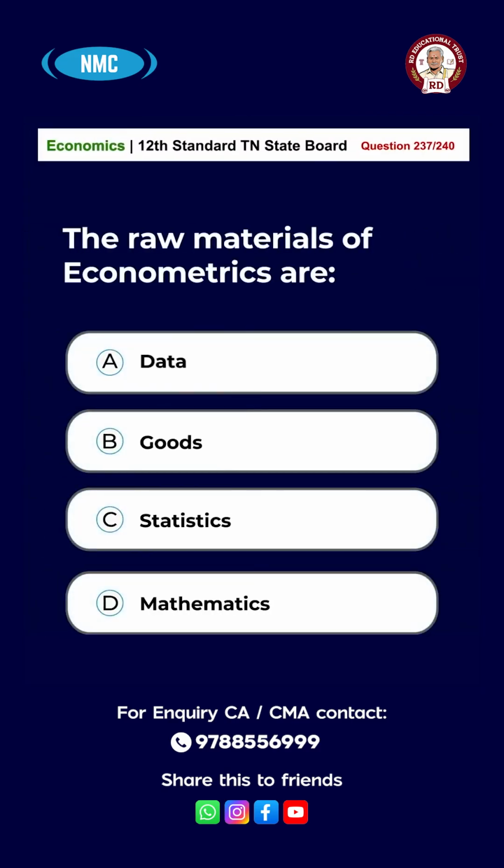Question number 237. The raw materials of econometrics are A. Data, B. Goods, C. Statistics, D. Mathematics. And the answer is option A. Data.